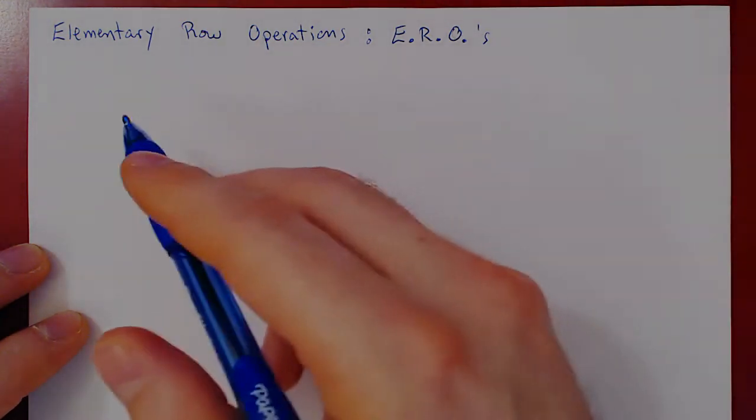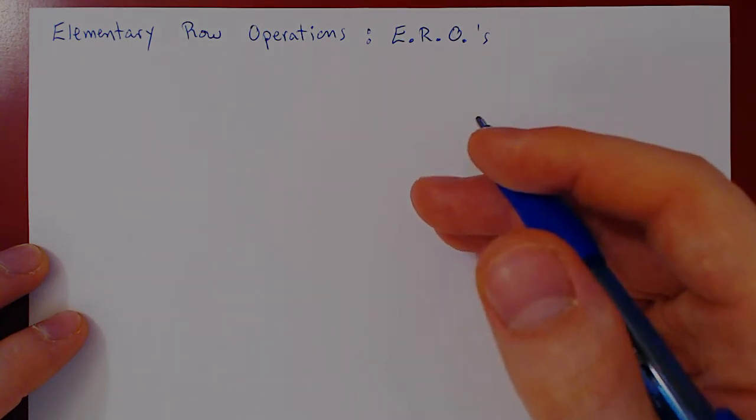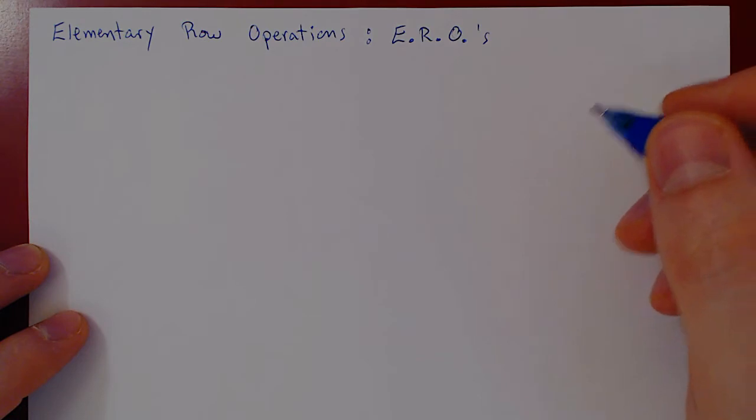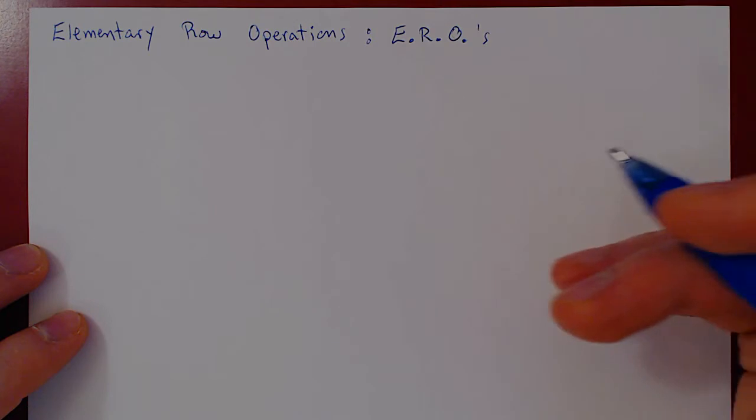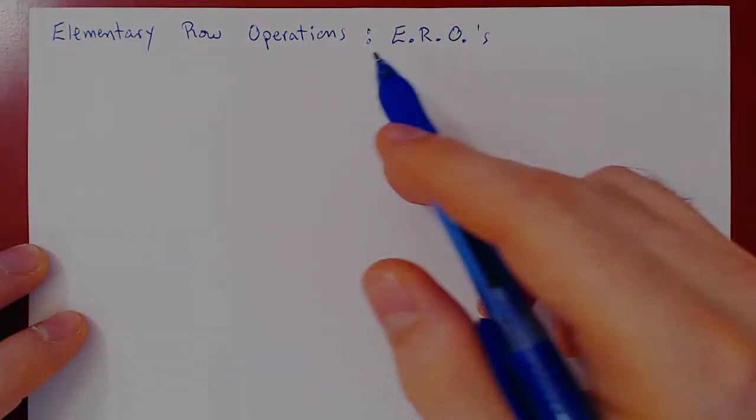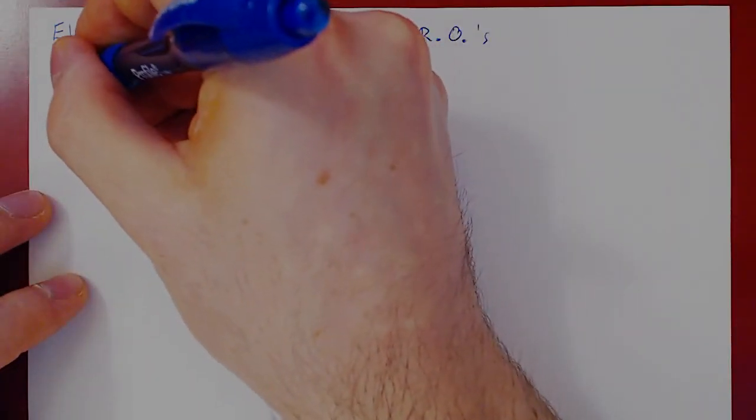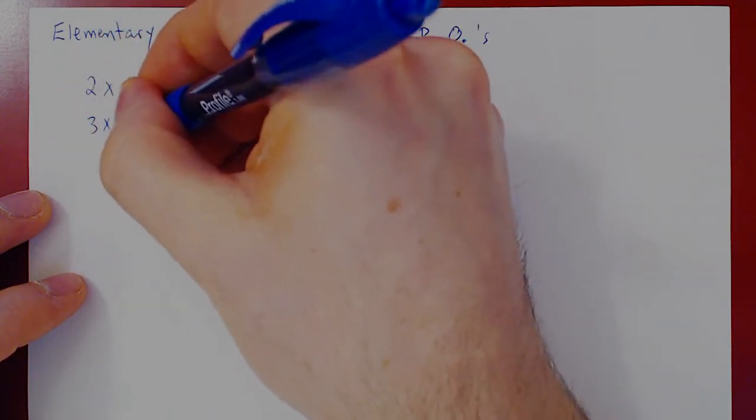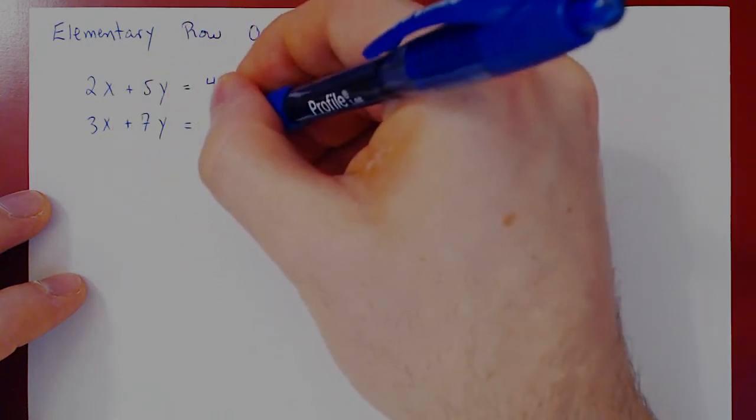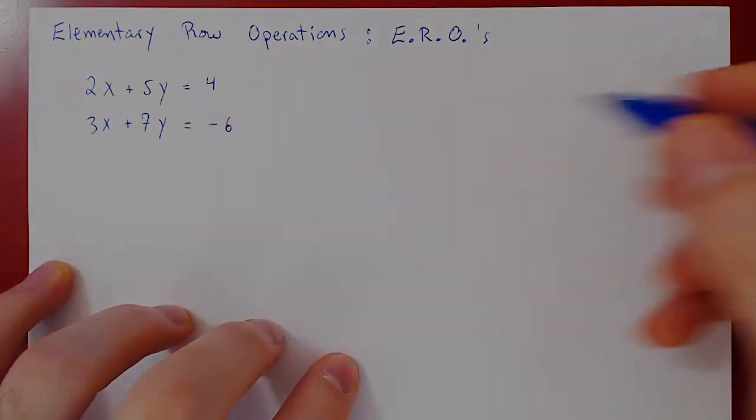So let's go over all 3 row operations, and we'll consider the case of a linear system in 2 equations, 2 variables. And the idea clearly applies to any linear system. No matter how many variables you have, no matter how many equations you have, the row operations will clearly still apply. Suppose we had the system 2x plus 5y equals 4 and 3x plus 7y equals negative 6. Well, let's consider the corresponding augmented matrix.